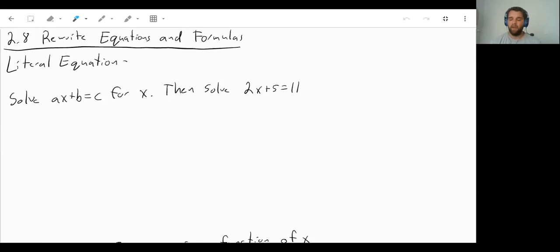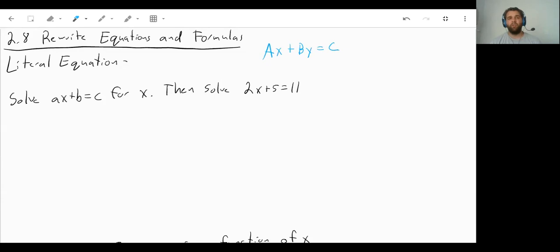So the first vocab term that's going to show up is a literal equation. A literal equation is when you replace every number with a variable. For example, we know that the standard form of a line is ax plus by equals c. This is a literal equation because there's no numbers in it, it's all variables.